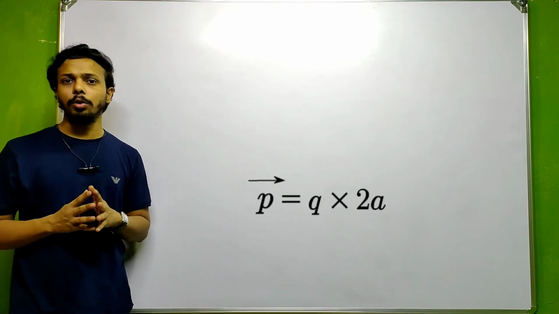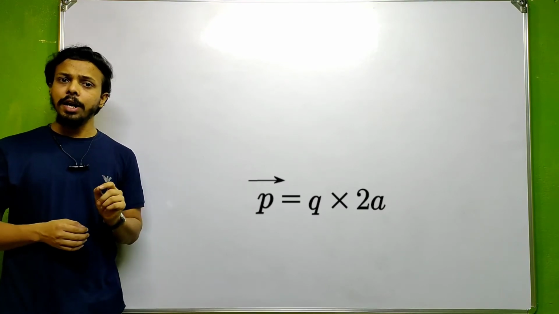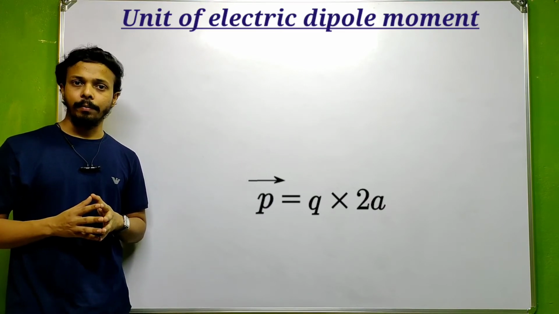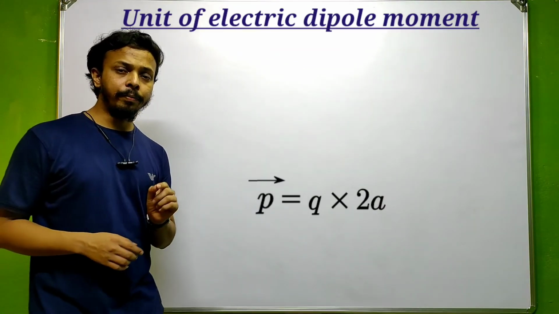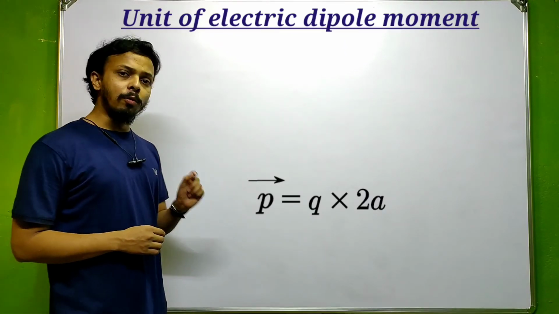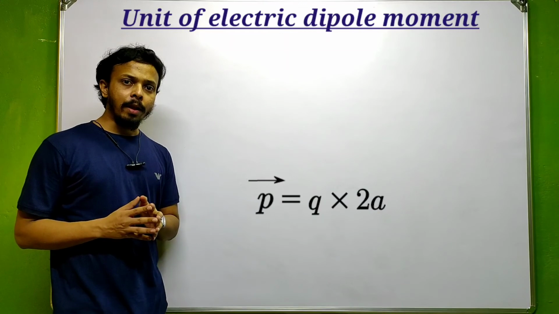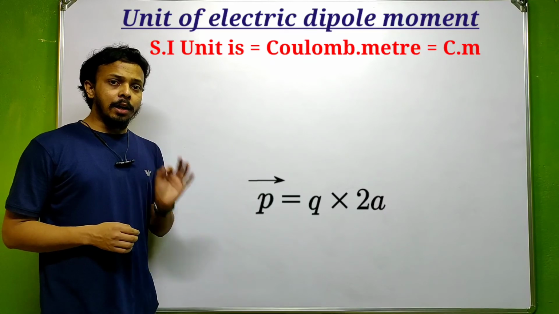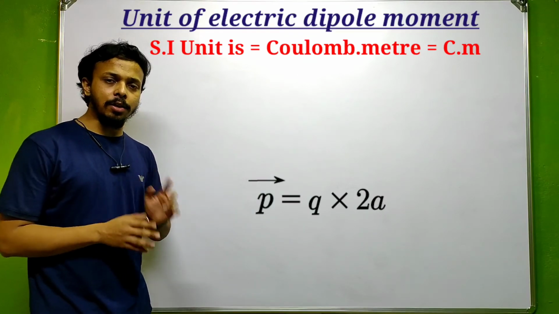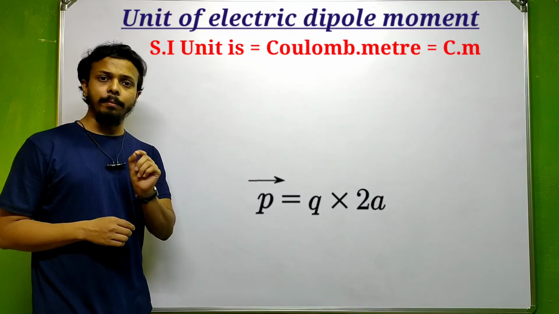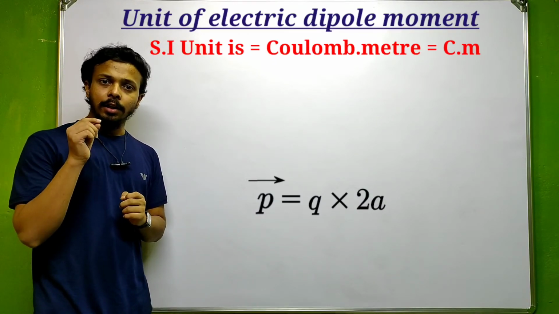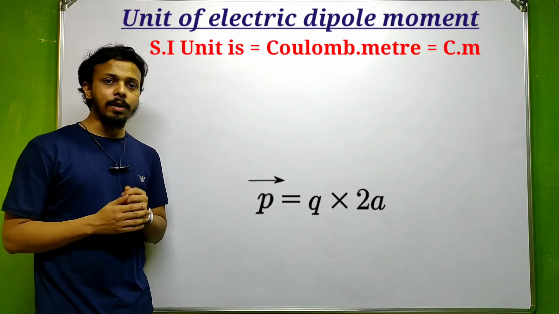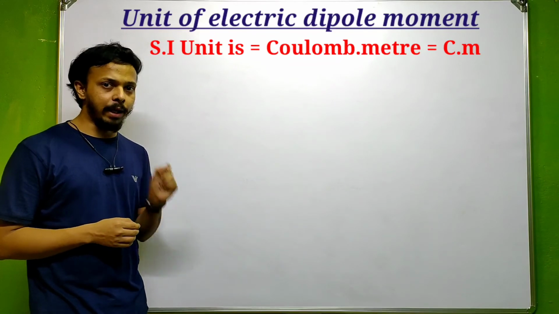Now, as I am saying, it is a vector quantity and the formula of the electric dipole moment is P equals Q into 2A. Now let us try to understand the SI unit of the electric dipole moment. As we know, the electric dipole moment is Q into 2A, where Q is a charge and 2A is a distance. The SI unit of electric dipole moment is coulomb meter, as the unit of charge is coulomb and the unit of distance is meter.